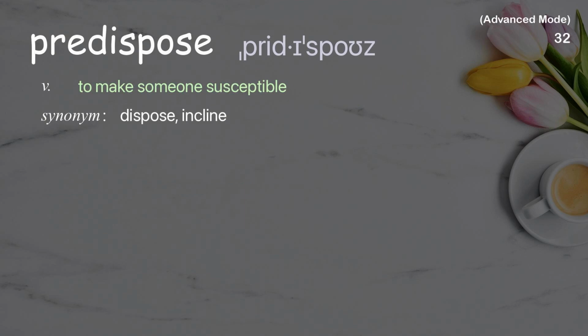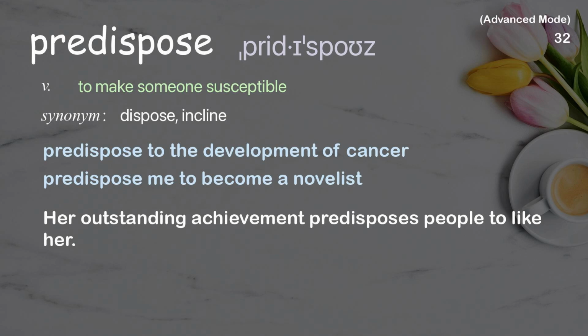Predispose: to make someone susceptible. Examples: predispose to the development of cancer, predispose me to become a novelist. Her outstanding achievement predisposes people to like her.